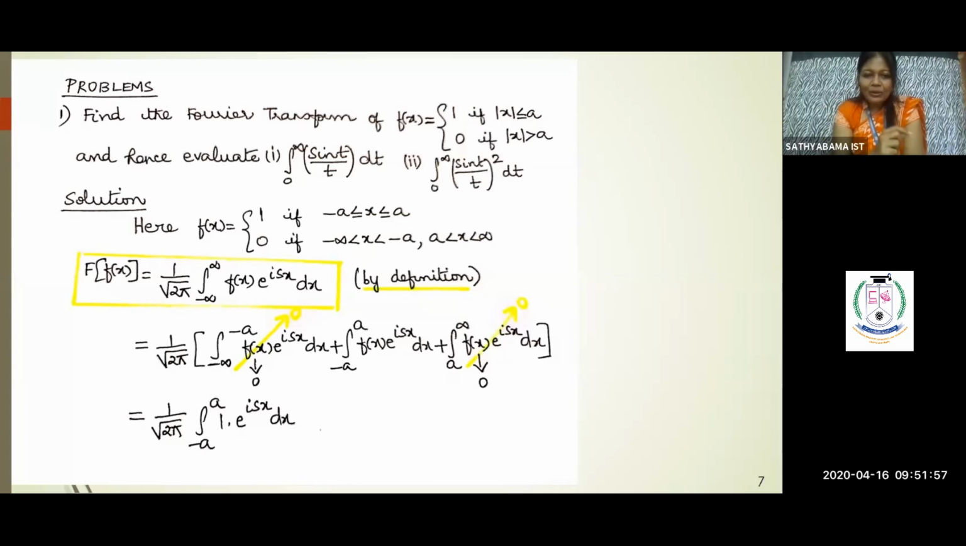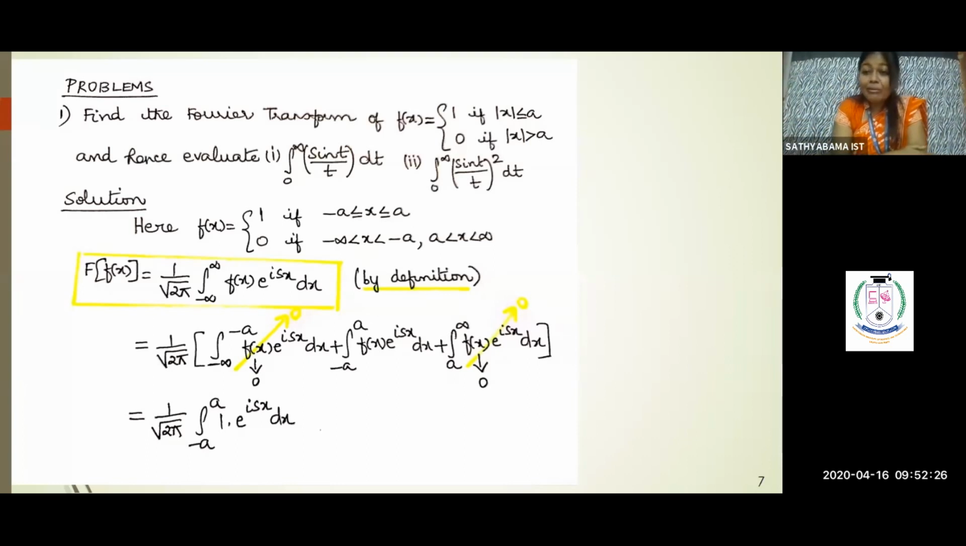Okay? Now, f of x is 0 if mod x is greater than a. That's what is given in the question. What is mod x greater than a? It's nothing but minus infinity to minus a and a to infinity. Okay? So, have you understood the definition of f of x? F of x takes the value 1 when x lies between minus a to plus a. It takes the value 0 from minus infinity to minus a and a to infinity. Is this definition clear? Okay.